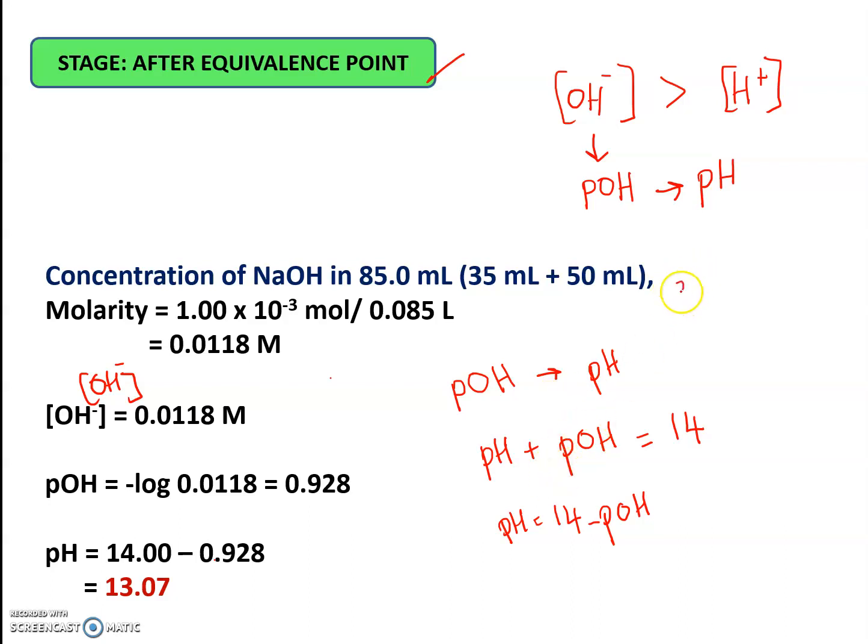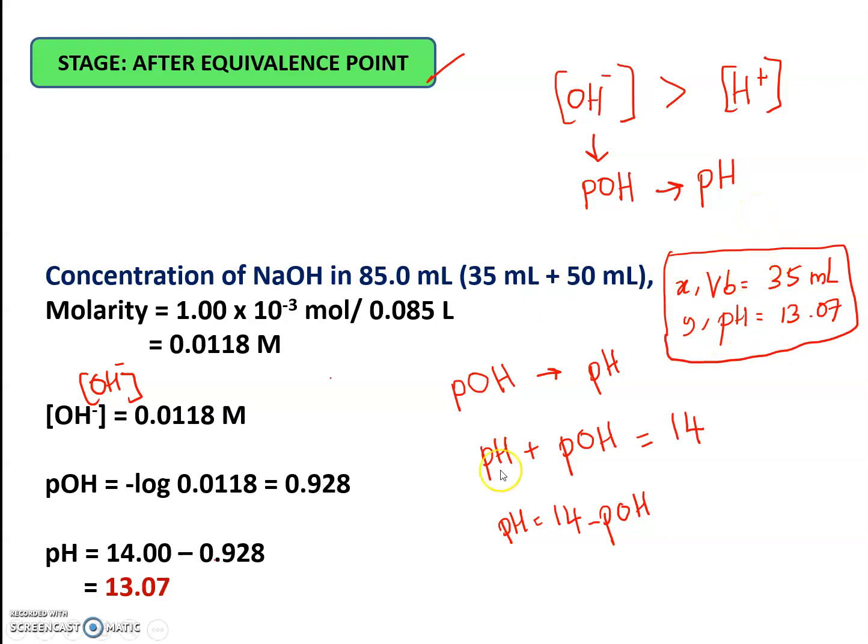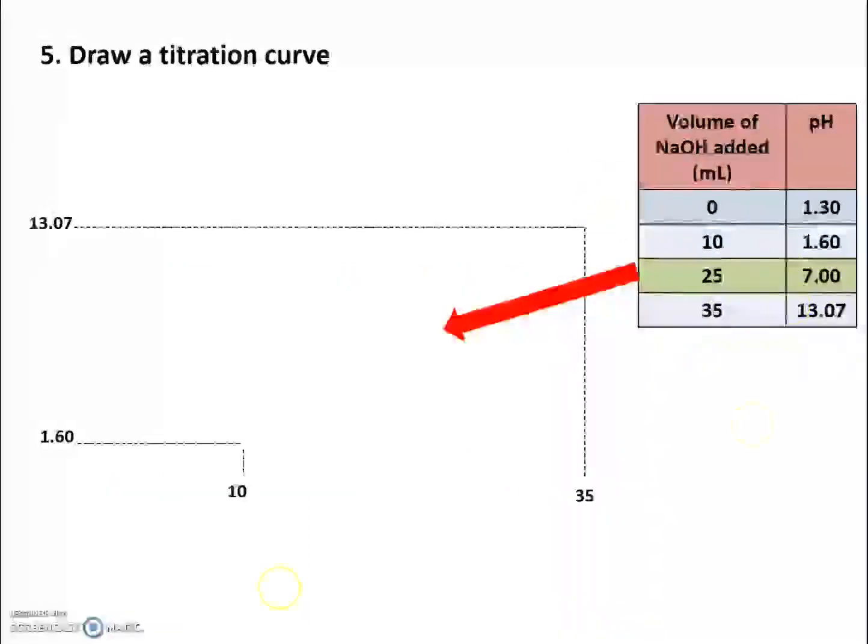Next, to plot, for the x-axis, the volume of base added is 35 ml from the statement of the equation. For the y-axis, the pH of the solution now is 13.07, where the pH is basic as more titrant was added. Then when you have all the points, to start drawing the titration curve, first write what is the x-axis and what is the y-axis. Then plot first for every point here. For example, you plot, and then start to sketch. Plot the points first, then sketch or draw the titration curve.